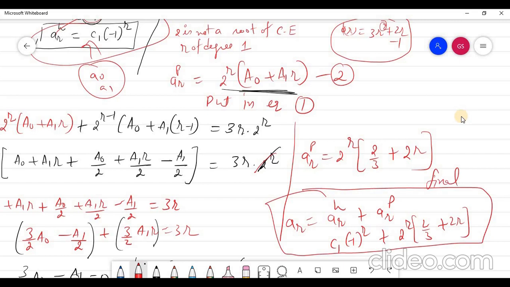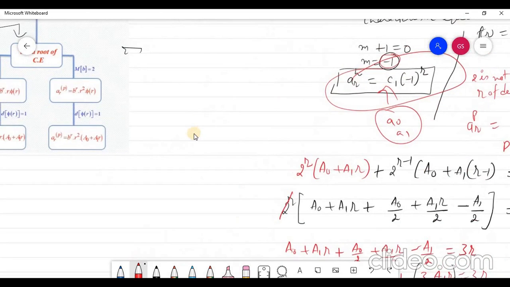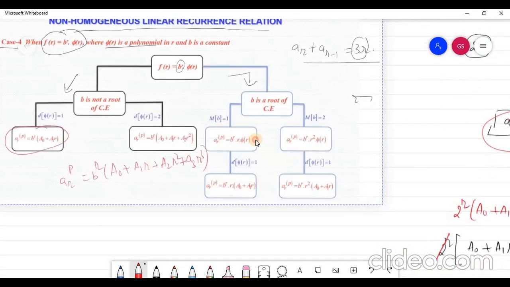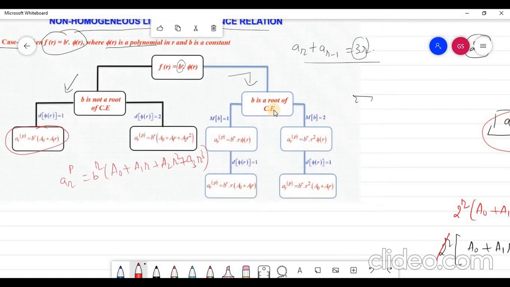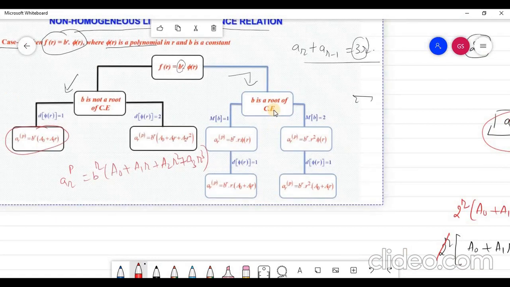So we will next consider the next case. What will be the next case? Just look at this picture. When b is a root of the characteristic equation, then what would happen? That we are going to discuss now.